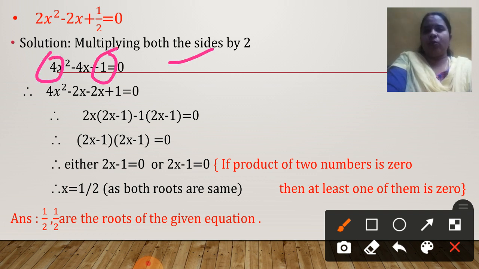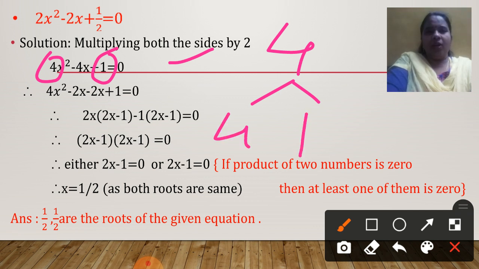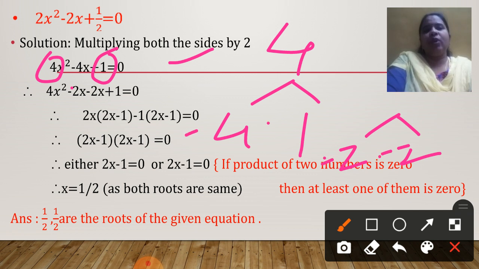1 into 4. Yes, 1 into 4 is 4. The possible factors of 4 are either I take 4 into 1 or I take 4 as 2 and 2. Correct? Now what rule I have told you, that if the product is positive, see this, and the sum is negative, both the factors should be negative. So it means it has to be minus 2 and minus 2. Yes or no? Or minus 4 and minus 1.